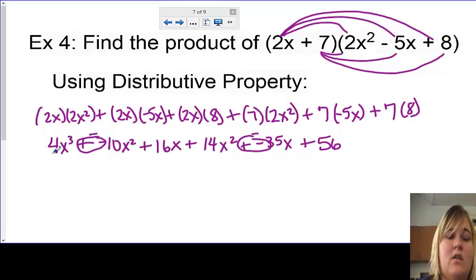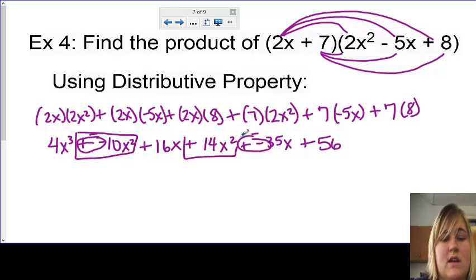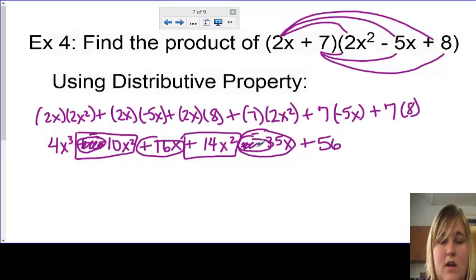So I have 4x to the third. I don't have any other x to the third, so that's by itself. Negative 10x squared, well, I have 14x squared, so we're going to put those together. So negative 10x squared plus 14x squared. Okay, and I'm going to scratch those out so I don't get confused. Then I have 16x and negative 35x. Those will go together. And again, I'm going to scratch this part out so I don't get confused. And then I just have 56, which is a constant, and it doesn't have any like terms.